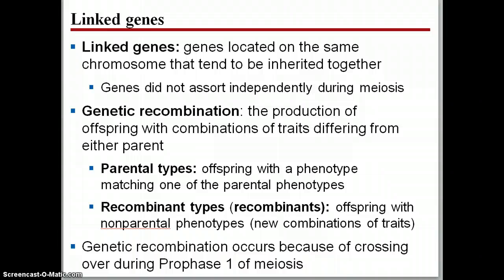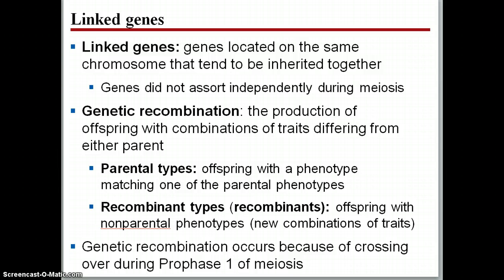Because they're on the same chromosome, and not different ones, they don't follow the law of independent assortment that we normally see with genes that are on separate chromosomes, because they're usually inherited together. What will happen is that when genes tend to be inherited together, you're going to get this variety of genetic recombination, the production of offspring with combinations of traits that are different from either parent.